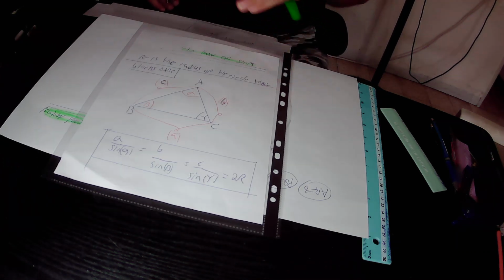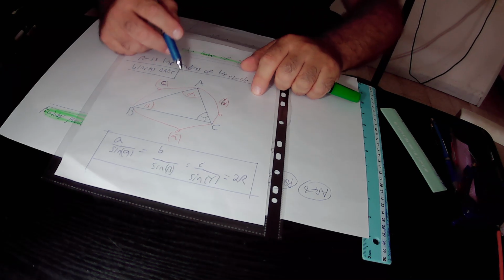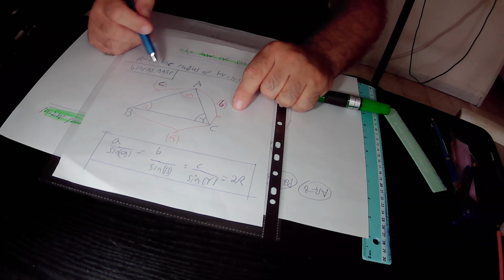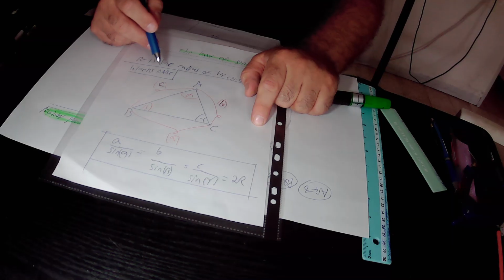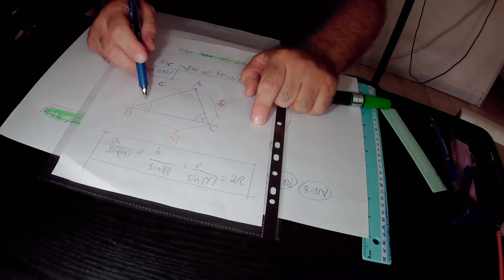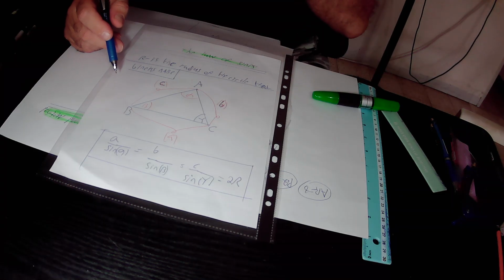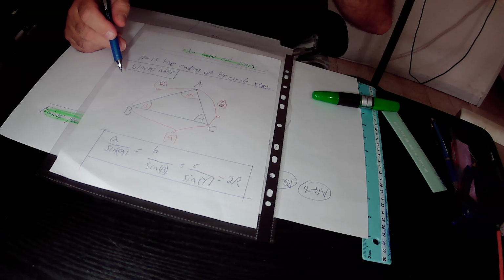The law of sines is true in any triangle. This is a triangle ABC that could be any triangle. Side AC equals B units in length, side BC equals A units in length. This is angle alpha, this is angle beta, and this is angle gamma. For this triangle ABC, the following equation is true.